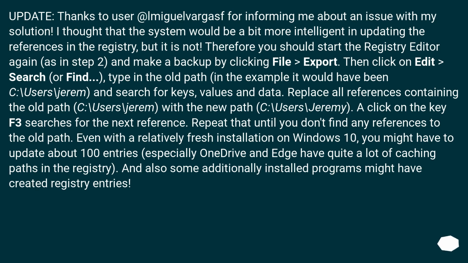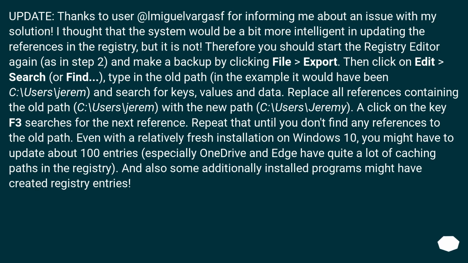type in the old path, in the example it would have been c:\users\jerem, and search for keys, values and data. Replace all references containing the old path, c:\users\jerem, with the new path, c:\users\jeremy. A click on the key F3 searches for the next reference. Repeat that until you don't find any references to the old path.